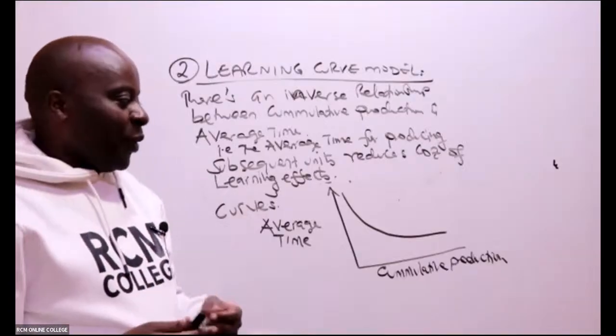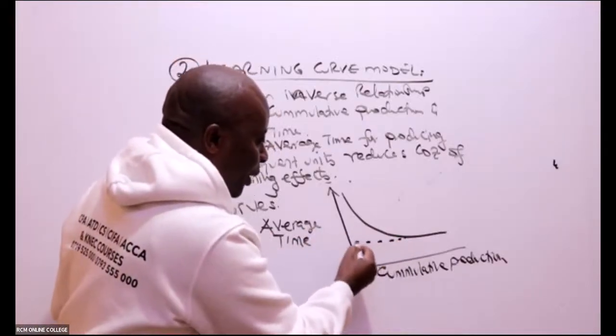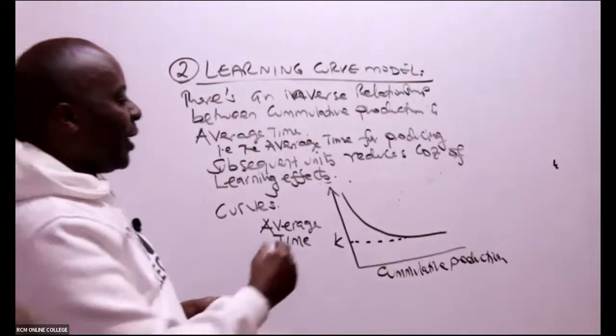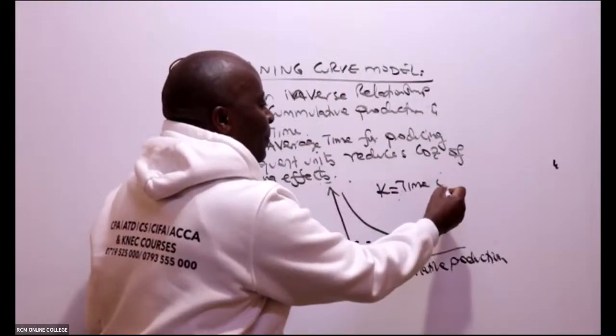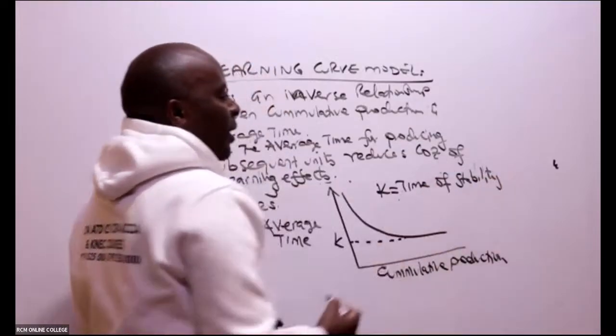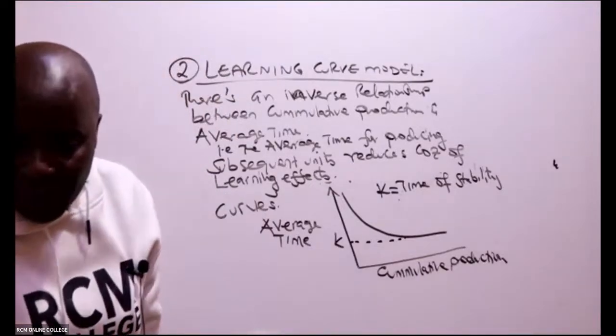But now let me ask you a question. Look at this, and I would want you to show it on the graph. K. Show it on the graph. K is the time of stability. K is the time of stability. I can see so many comments here.